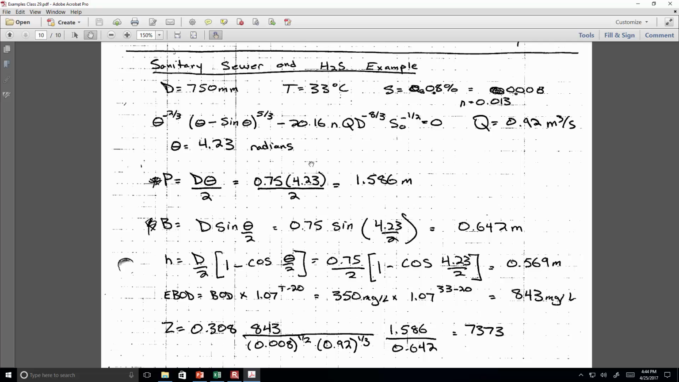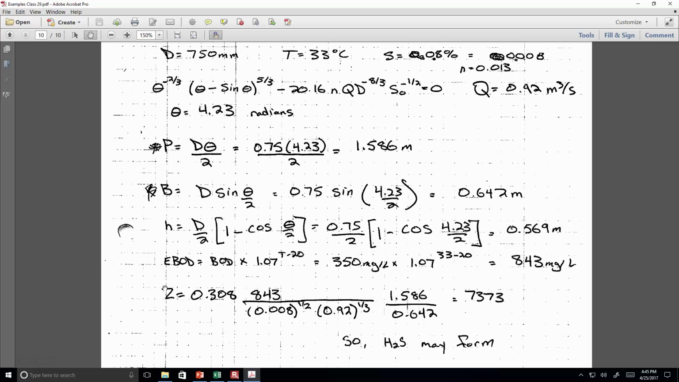So we've got all these geometric parameters, and we find the effective BOD based on the temperature. If it's 350 milligrams per liter at normal 20-degree temperature, then the fact that we're at 33 instead of 20 is the equivalent of having a BOD of 843. So a really highly concentrated wastewater.